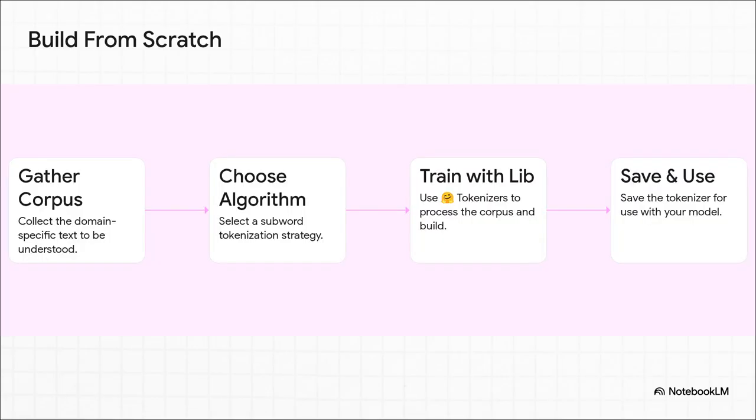So how do you actually do it? Well, it really boils down to these four pretty manageable steps. First, you gather your text, your corpus. Second, you pick one of those algorithms we just saw. Third, you feed all of that into the Hugging Face Tokenizers library and just let it work its magic. And finally, you save the output. That's it. You've created a custom-built tool ready to go for your model.